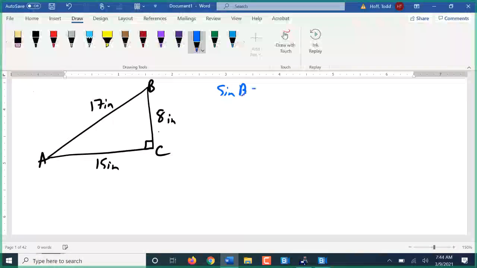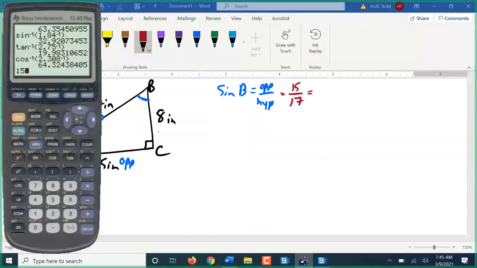The sine of angle B. I'll remember sine is opposite over hypotenuse. Well, the hypotenuse will always be that side that's opposite the right angle. So 17 here is the hypotenuse, period. But the adjacent and opposite sides depend on what angle we're looking at. Here's angle B, which means the opposite side is over here. That's the 15. So sine of B is 15 over 17. 15 divided by 17 gives us 0.8824.